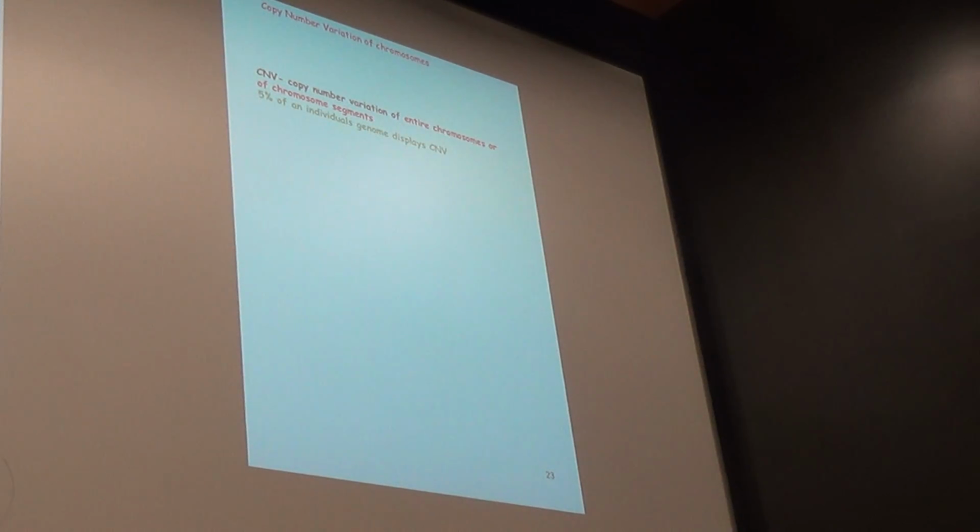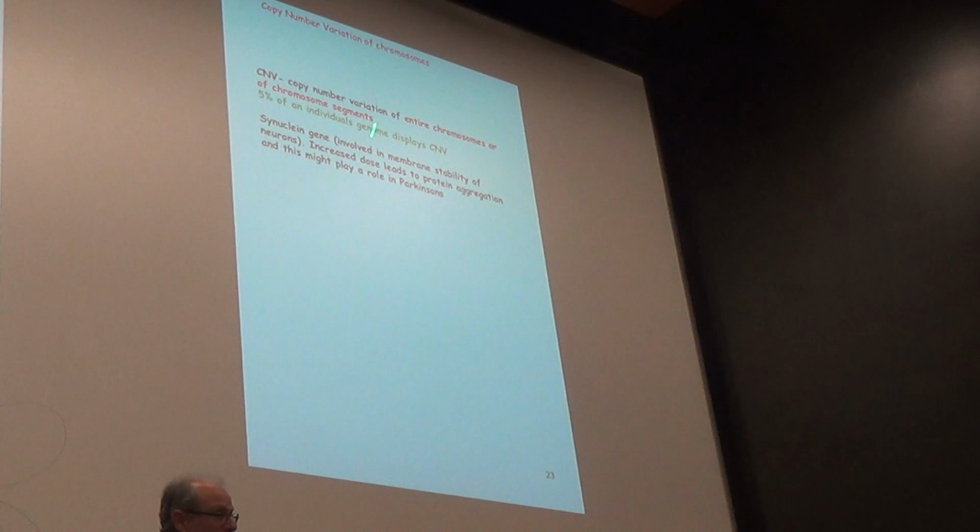So 5% of an individual's genome has some sort of a copy number variation. So between one individual and the next, there's a huge amount of variation. Some individuals will have segments that are duplicated. Some may have deletions in that segment. And so almost 5% of your genome has some sort of variation. And this has consequences as well. So there is a gene called synuclein, and this is involved in Parkinson's disease. It increases the amount of plaque formation in your brain, aggregation of certain proteins. And multiple copies or imbalanced copies of this gene result in an increased probability of developing Parkinson's disease.